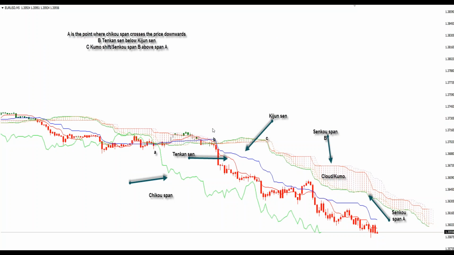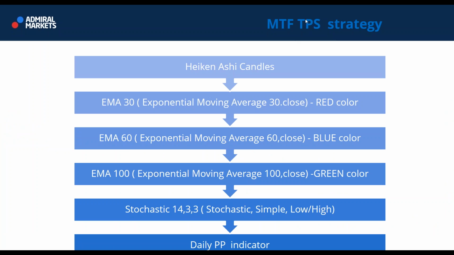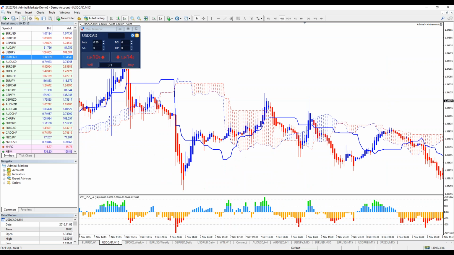Okay, we don't use any stochastics, we use CCI. So don't be confused with this. The only concept that we borrowed from MTF TPS strategies, 30-60-100. So your chart should look like this.